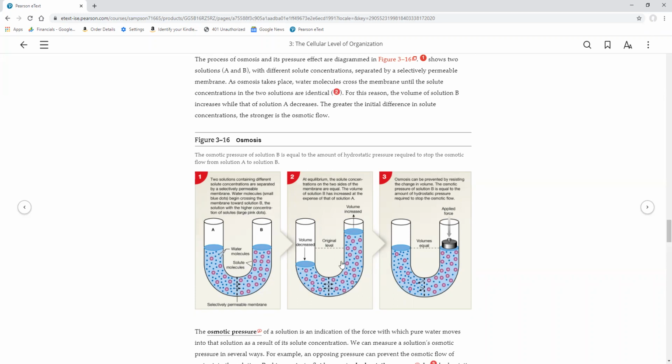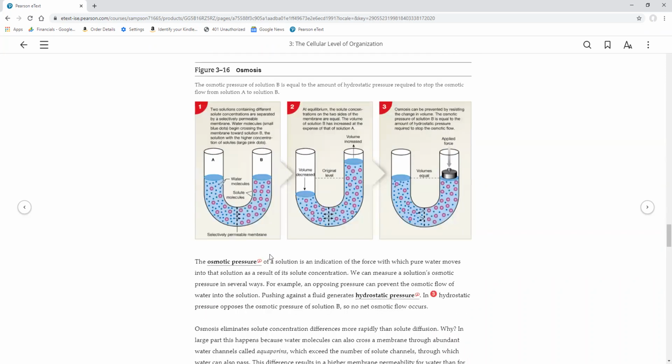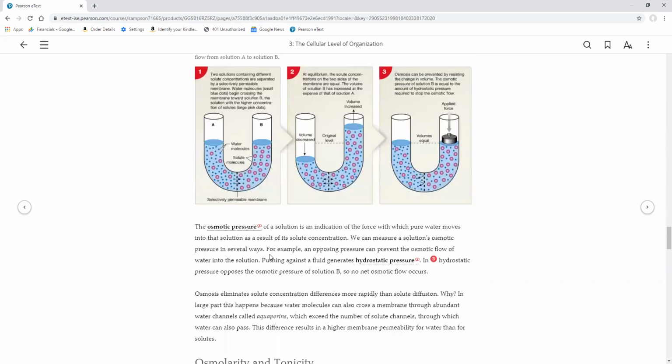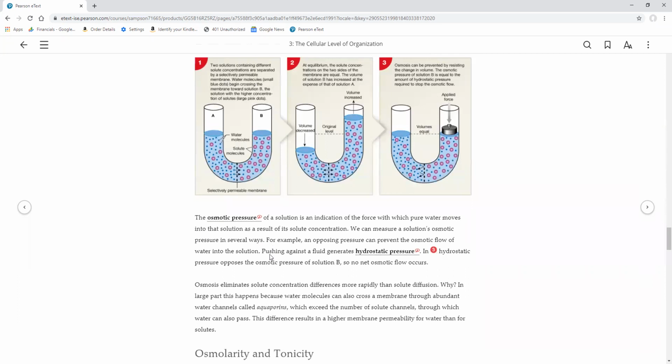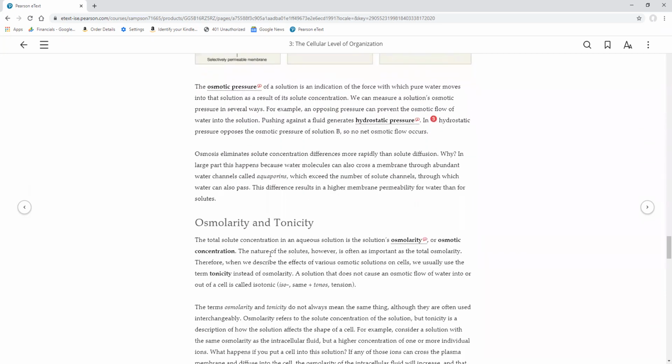Now, we can stop this process by putting a force on this side, which stops the pressure, stops this process, right? And that is called osmotic pressure, the amount of force applied here to stop this process. So pushing against the fluid generates the hydrostatic pressure.